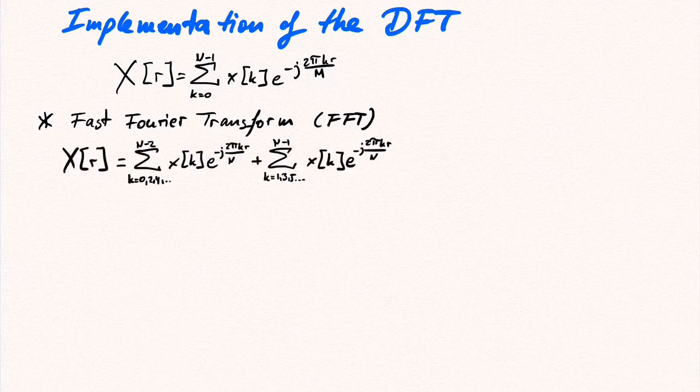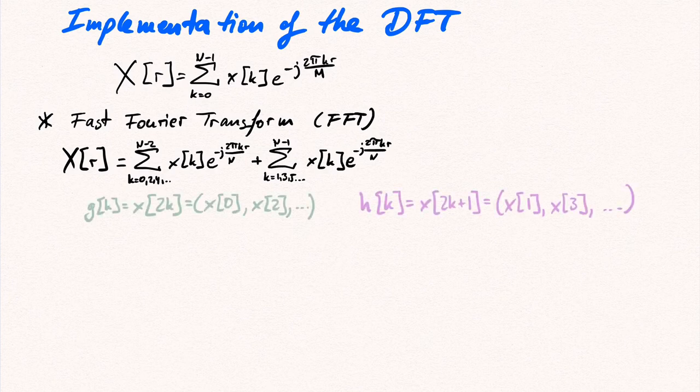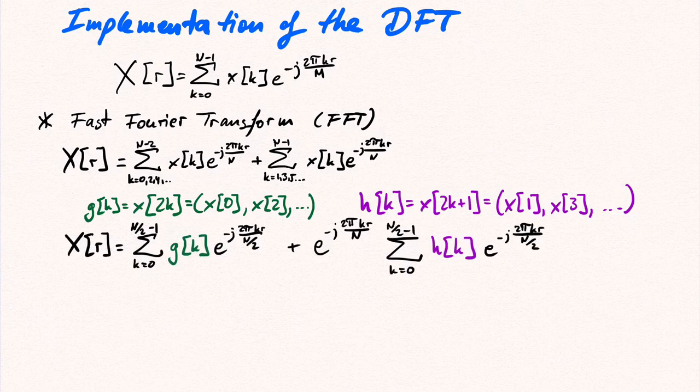As the first step to understand how this FFT is working, we will separate the sum to calculate X(r) into even values of k and odd values of k, where we assume again that N is equal to M and that N this time is even. Next, we will define two new signals. g(k) contains all even samples of x and h(k) contains all odd samples of x. Then X(r) is equal to the DFT of the even signal g(k) plus the DFT of the odd samples h(k), which is multiplied with the so-called twiddle factor.